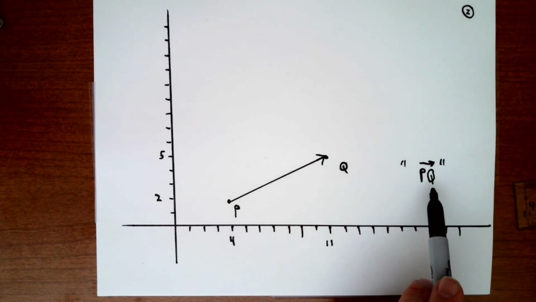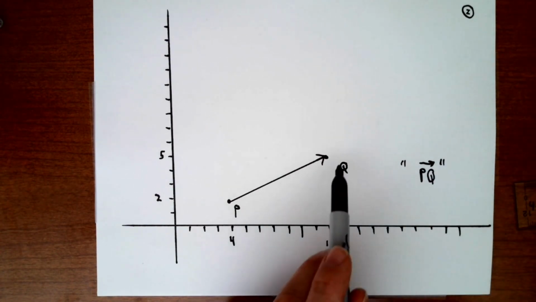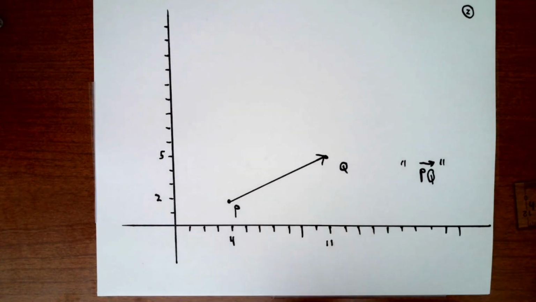The vector from P to Q, which I'll symbolize with the initial point, the terminal point, and an arrow to remind myself it's a vector. This symbol means this entire arrow.